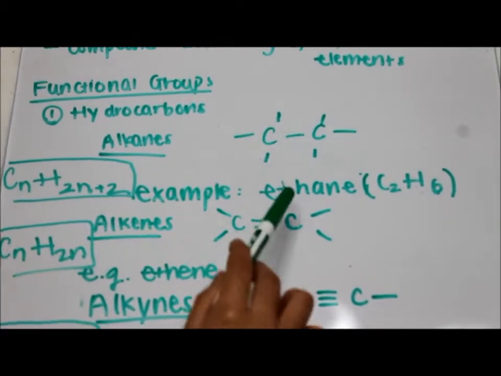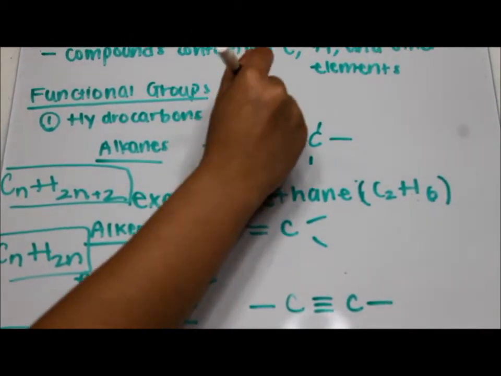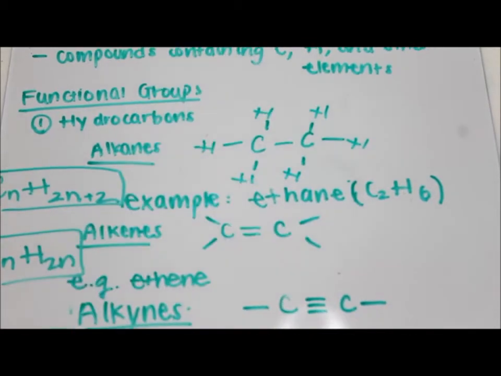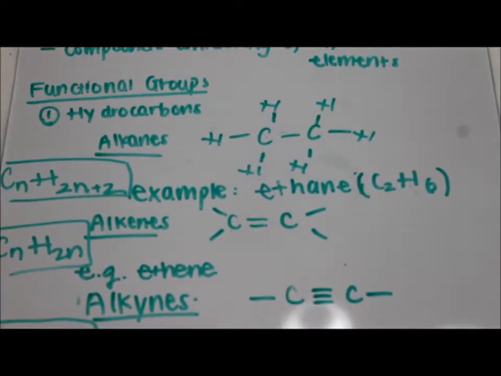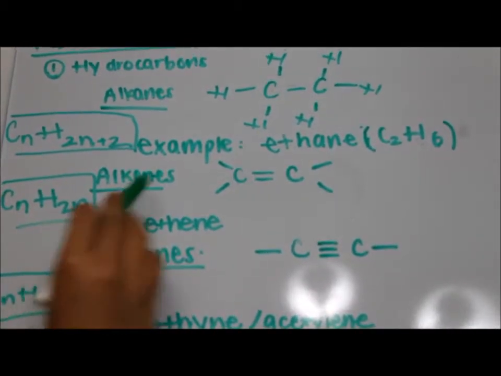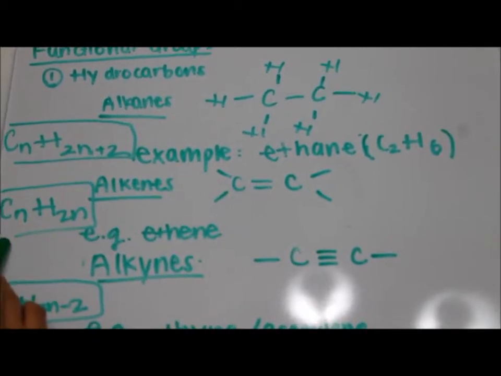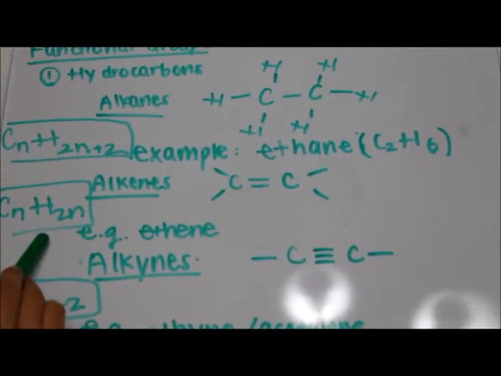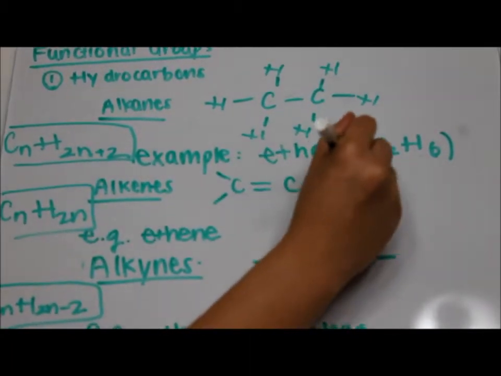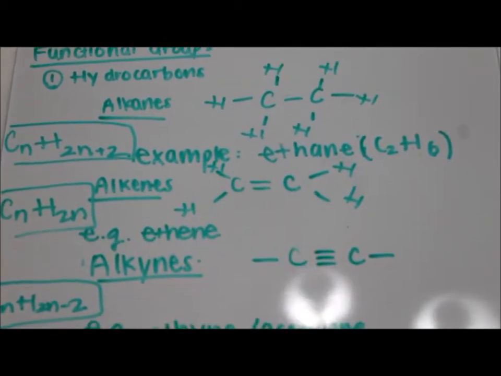An example is ethane, C2H6, which looks like this. So that's ethane. Next, we have alkenes, which have carbons double bonded. And the formula is CnH2n, and an example is ethene, which looks like this. So that's ethene.